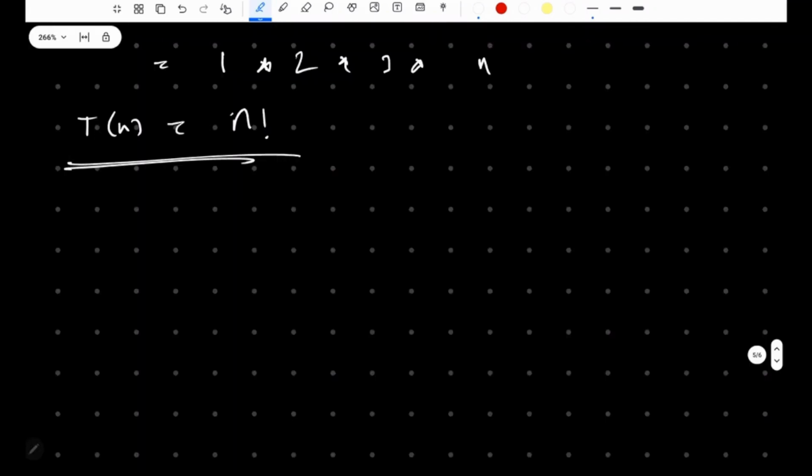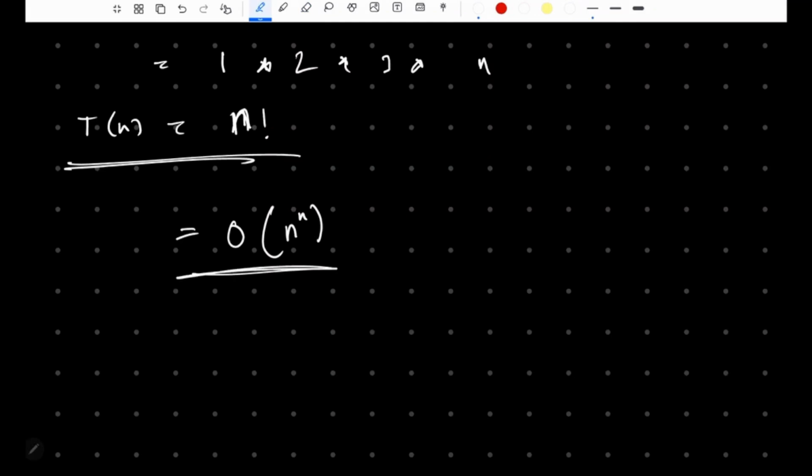Now we want to get the big O. Big O will be O of n to the power n. T of n is exactly n factorial, and we want an upper bound of this function, so the upper bound will be n to the power n. So this is big O of n to the power n. You can take any function that is bigger than n factorial, and the function bigger than n factorial is n to the power n.